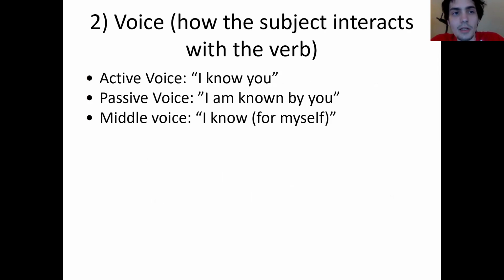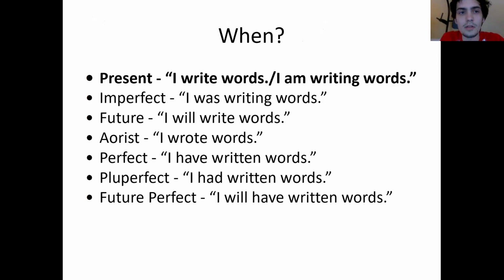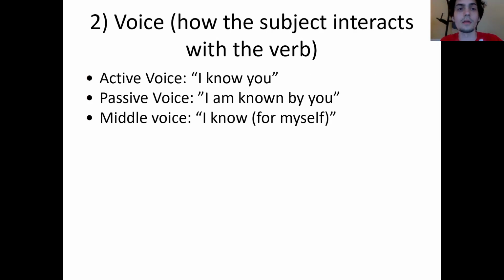The second thing we'll be talking about is voice, how the subject interacts with the verb. And real quick note, we are only talking about the present tense here. We're not going to unload all of these all at once. We're just talking about the present tense. Voice is simply how the subject interacts with the verb. Is the subject doing the verb? Is the subject doing it to himself? Or is the subject having the verb done to him?